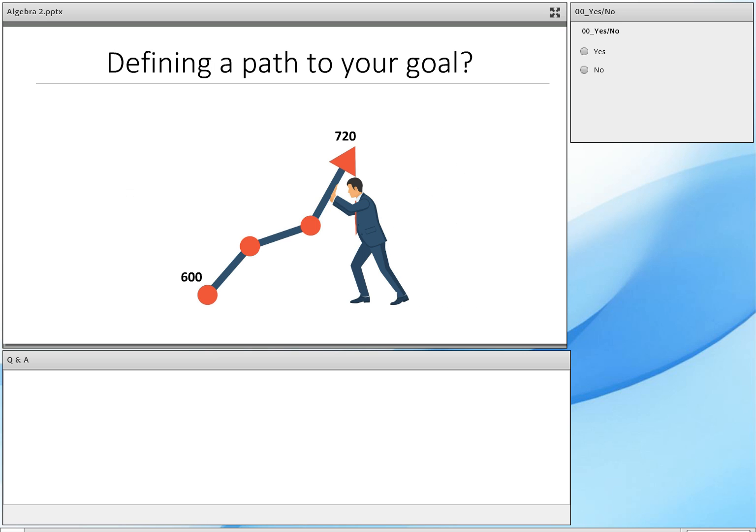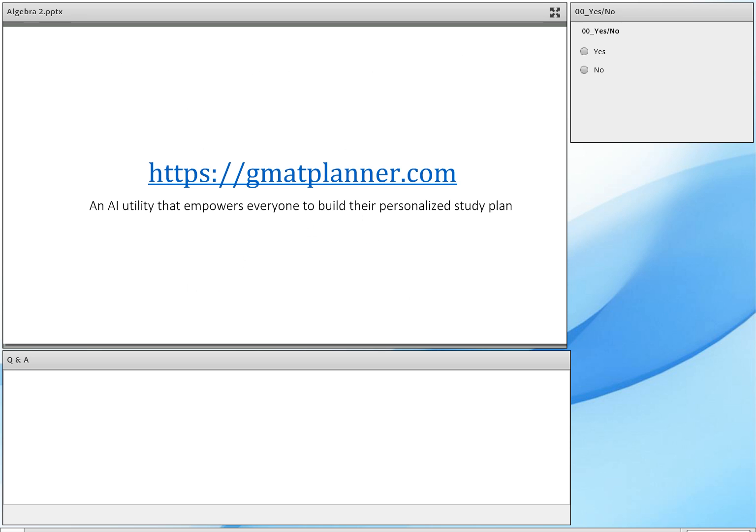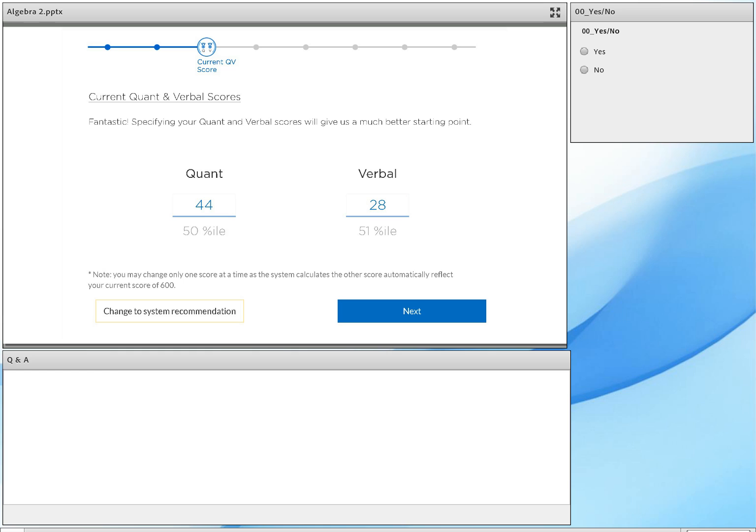Now let's say you are someone who's starting at 600. Your goal is to get to that score of 720. Now the first thing that you will do is you will experience GMAT Planner. This is an AI utility which we have built so that you can build your own personalized study plan. Let's see how to go about doing that.